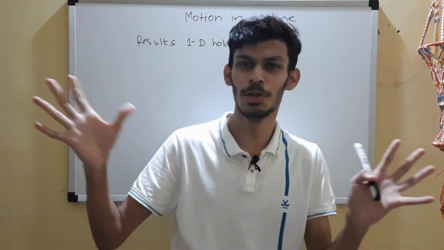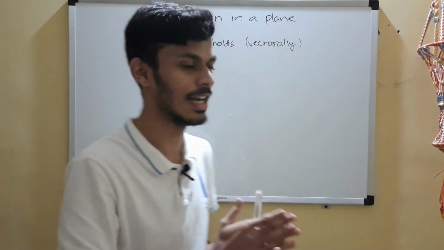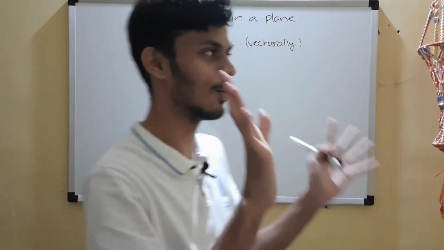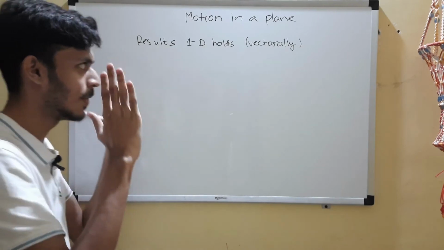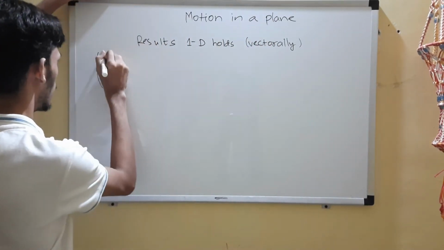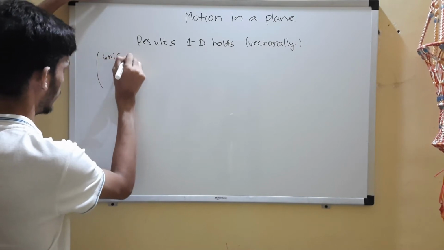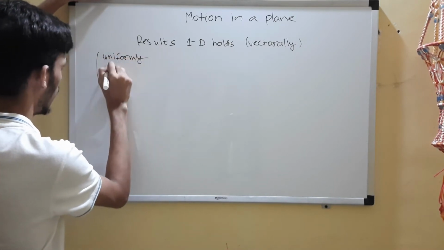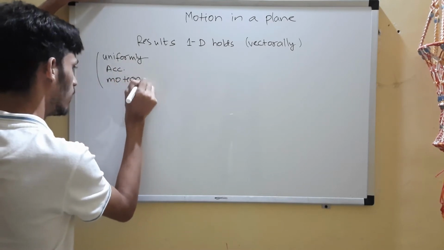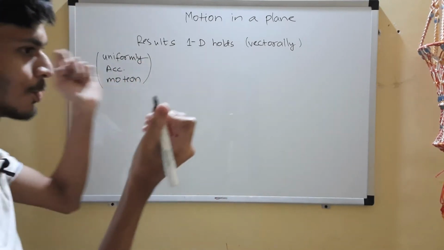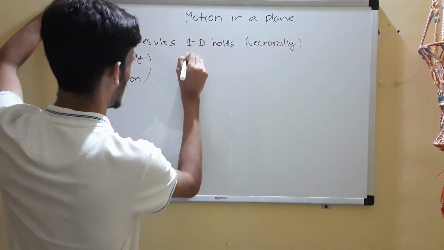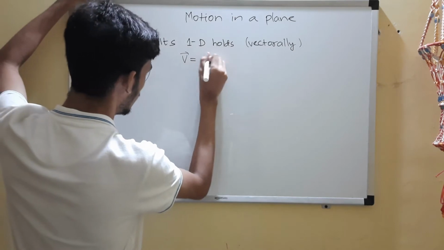In 1D, what did we do? We just ignored the vector. We followed a convention: this side is positive, that side is negative, and all of that. But now we have to keep in mind the vector aspect. So how did you solve the questions of uniformly accelerated motion in 1D? Simple, right? We used the equations of motion, which were v is equal to u plus at.